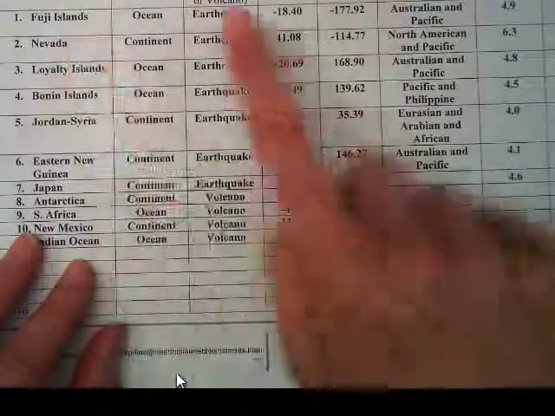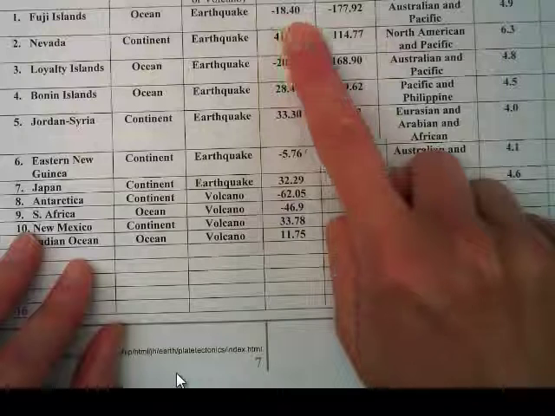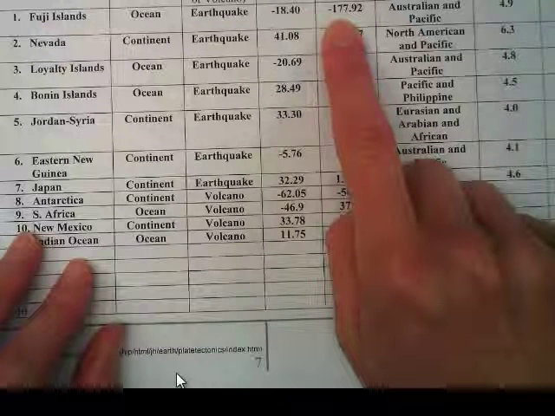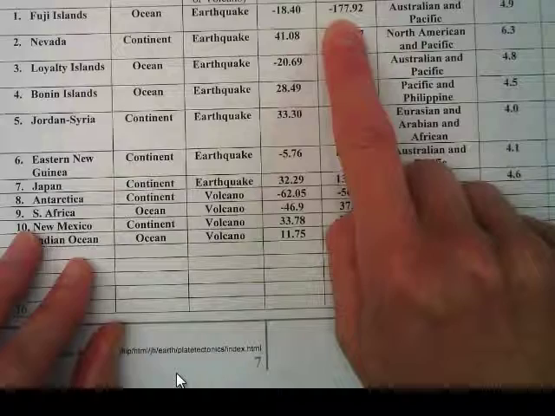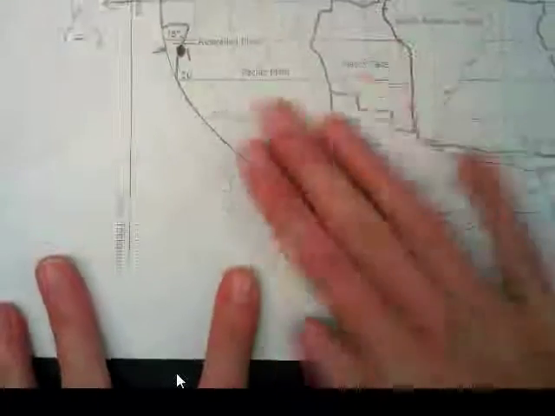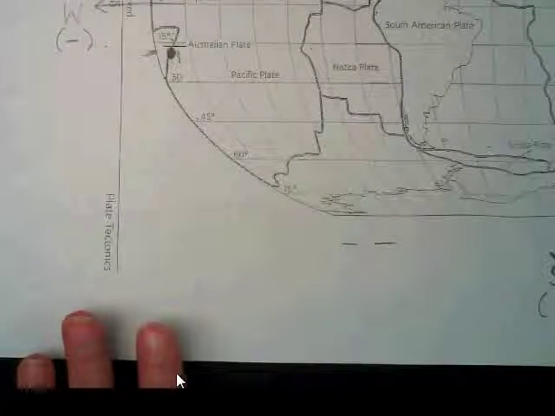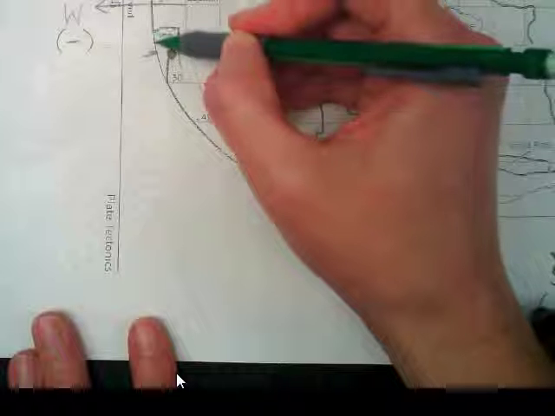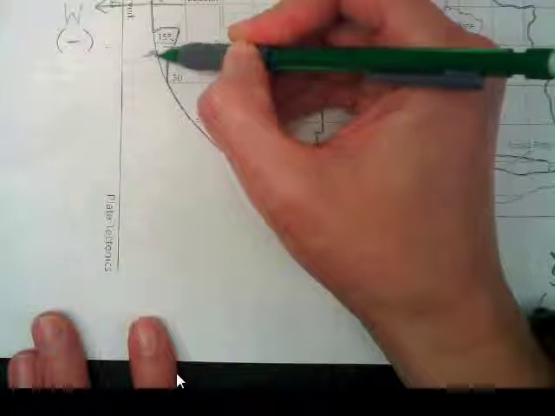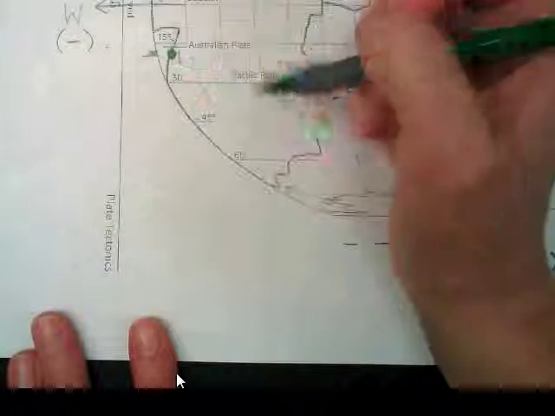So let's look at the first one. The first one is the Fiji Islands. The latitude is negative 18 and the longitude is about negative 178. So let's plot that on our map. Since the latitude is negative and negative, I know it's in this quadrant on the bottom left-hand side. So my latitude is negative 18. So if this is negative 15, then negative 18 is just going to be a smidge under there.